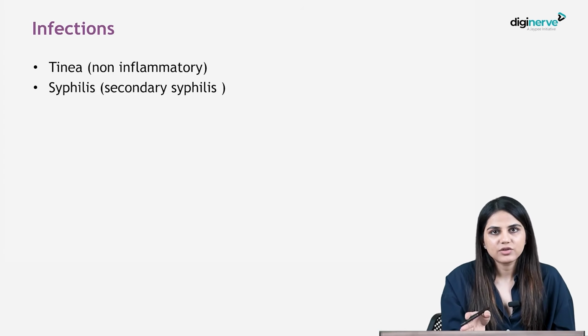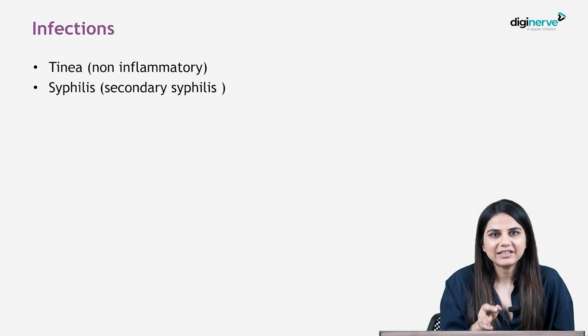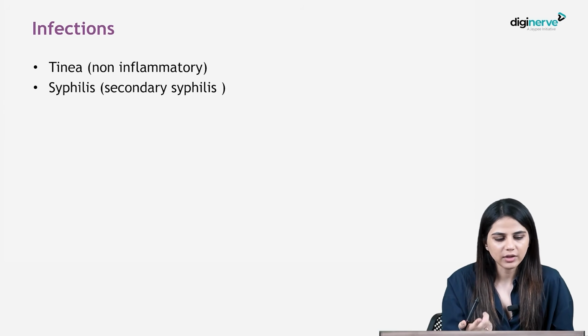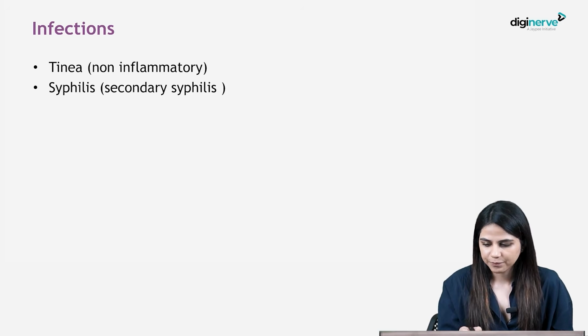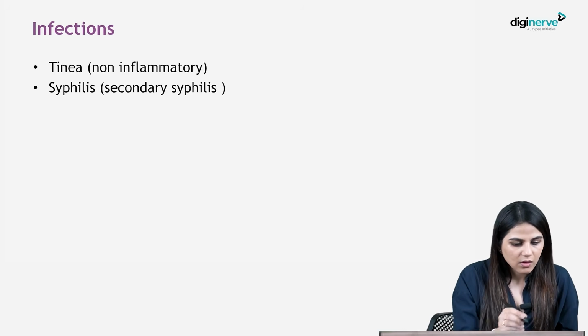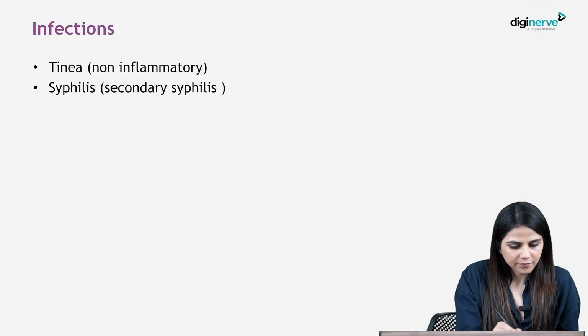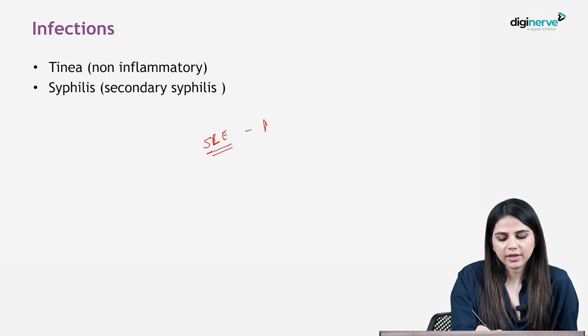Next is infections. Tinea and syphilis are the two infections that cause non-scarring hair loss. We will study tinea in great detail under the chapter of fungal infection. Two types of non-scarring hair loss caused by tinea are grey patch and black dot. Secondary syphilis causes moth-eaten alopecia. One more inflammatory disorder is SLE, which also causes non-scarring hair loss.